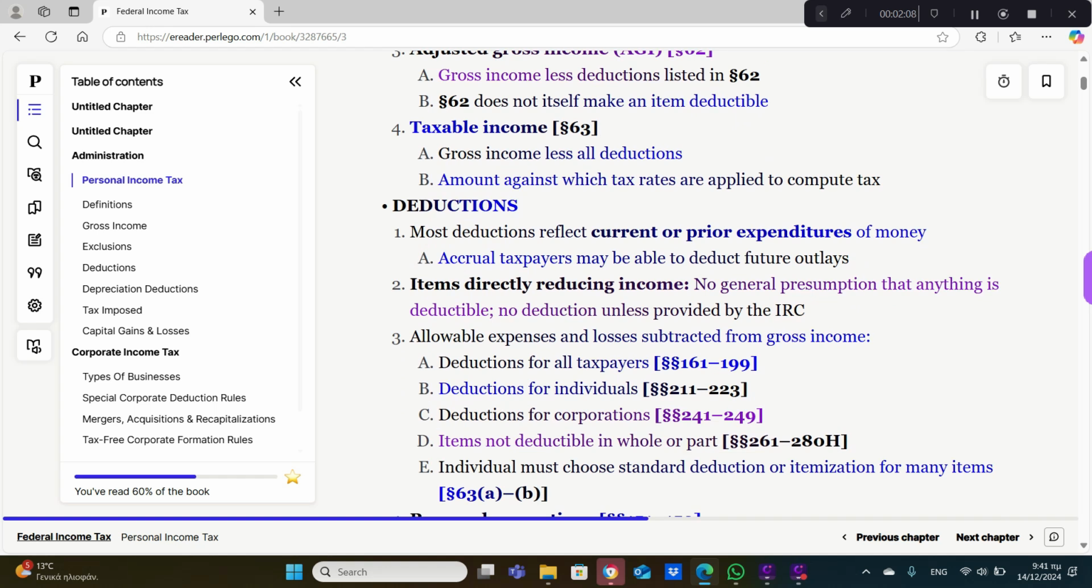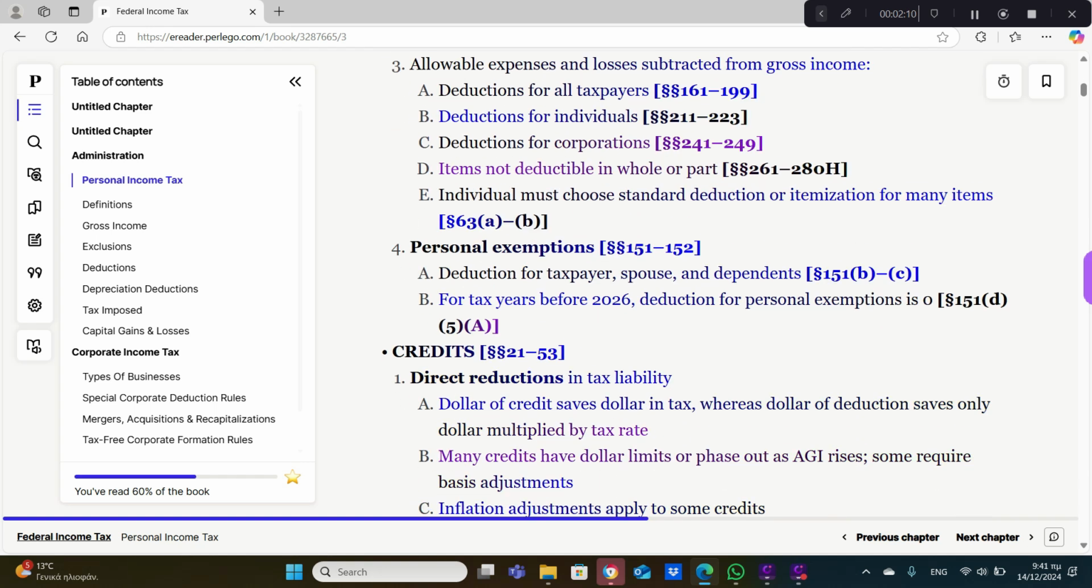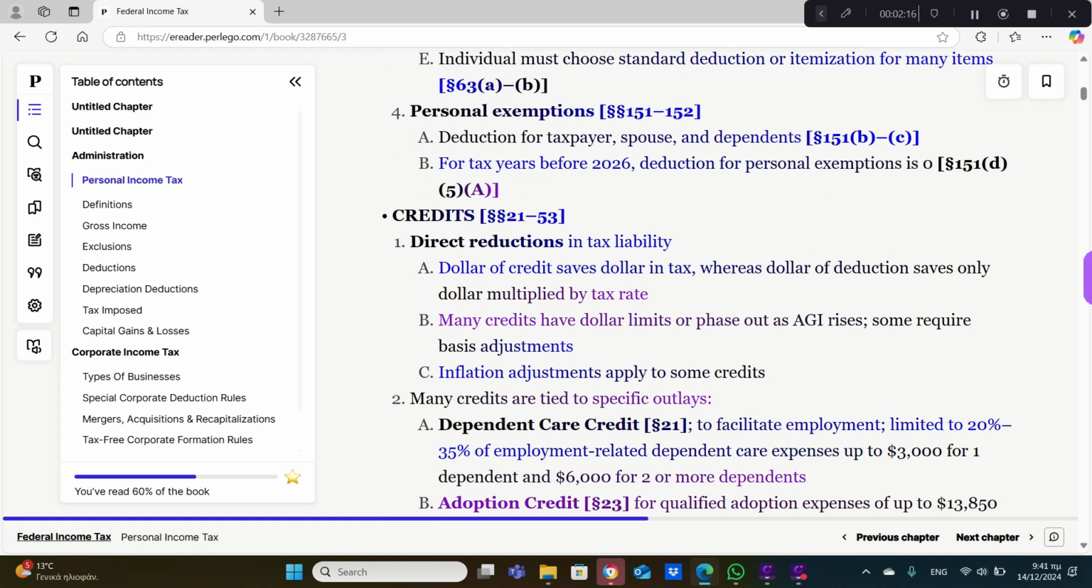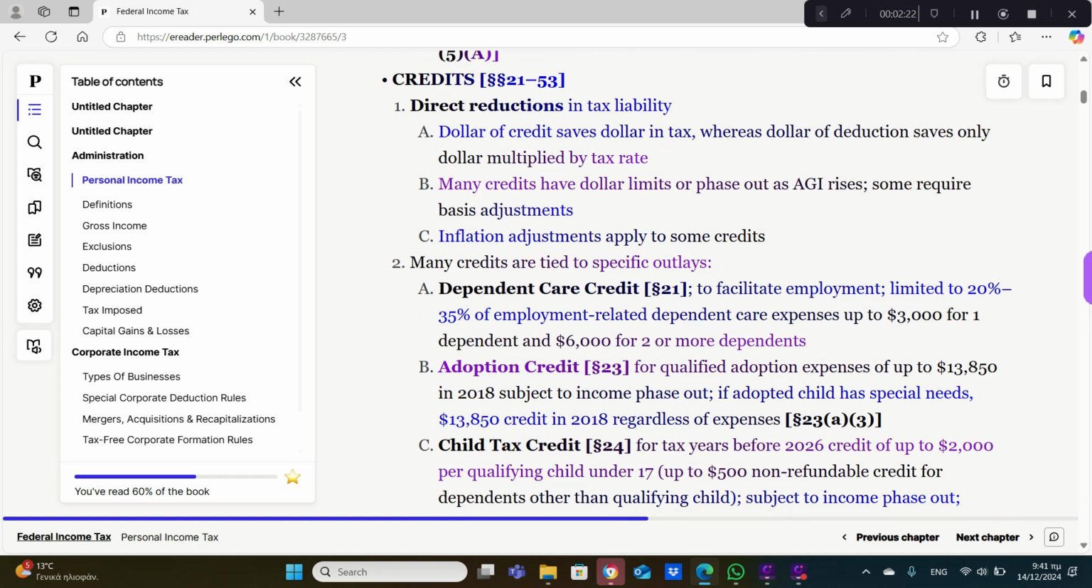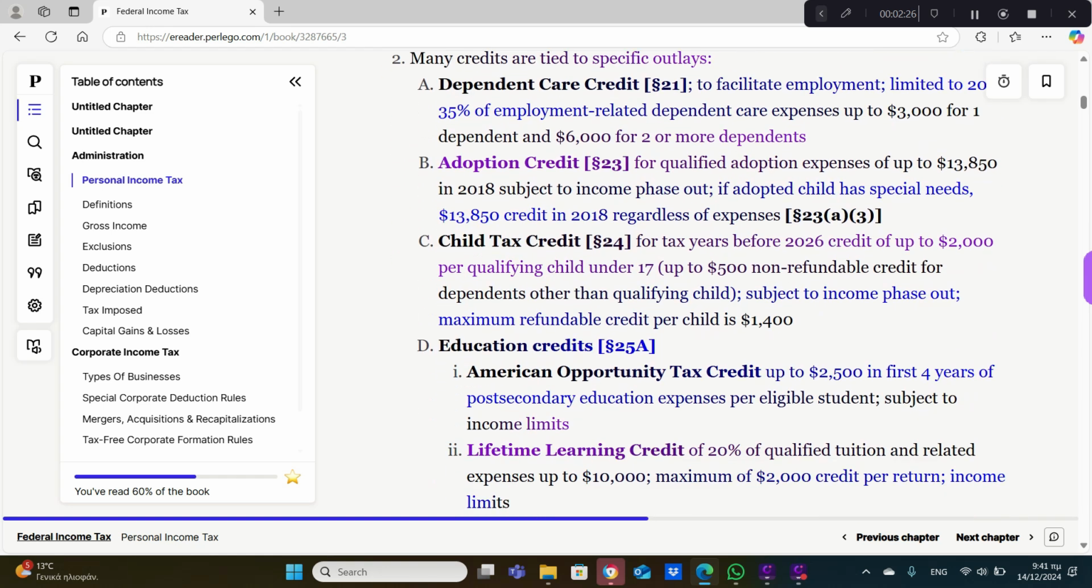4. Gross income. This section defines gross income as all income received in the form of wages, salaries, and tips. Business profits. Investment income, e.g., dividends, interest, and capital gains. Rental income. The guide emphasizes that gross income includes all sources unless explicitly excluded by law.